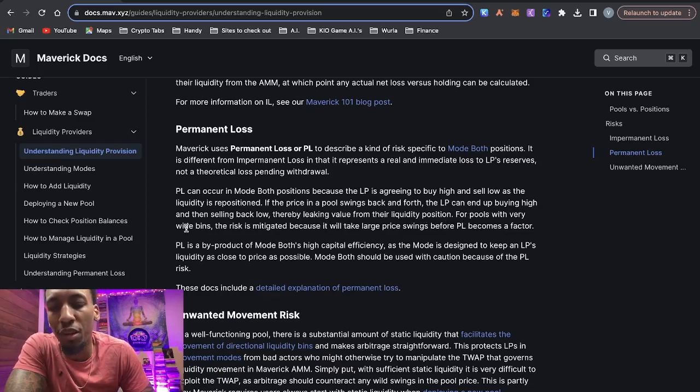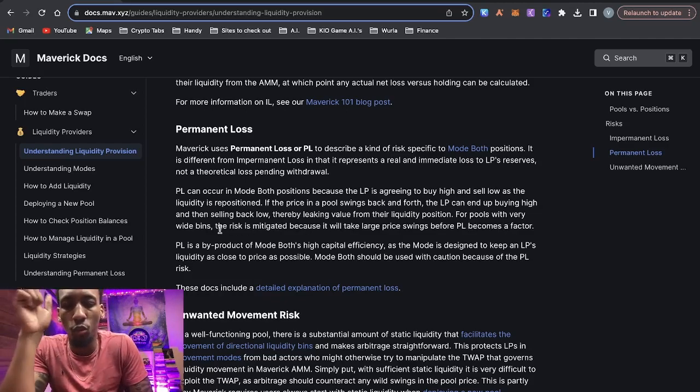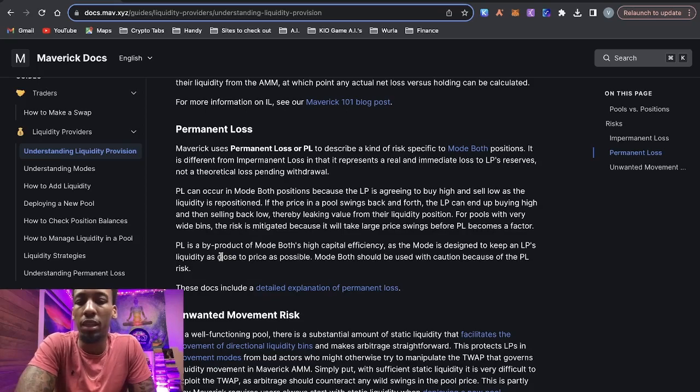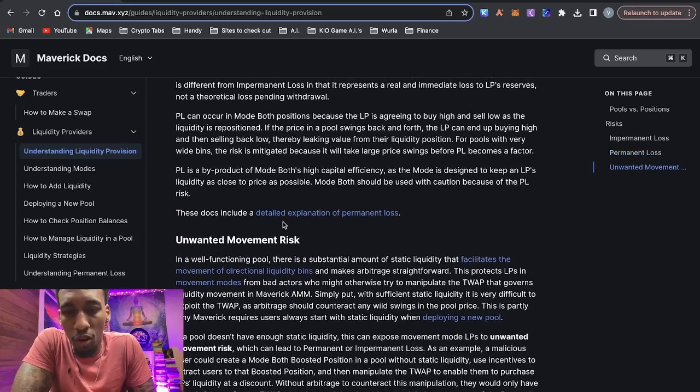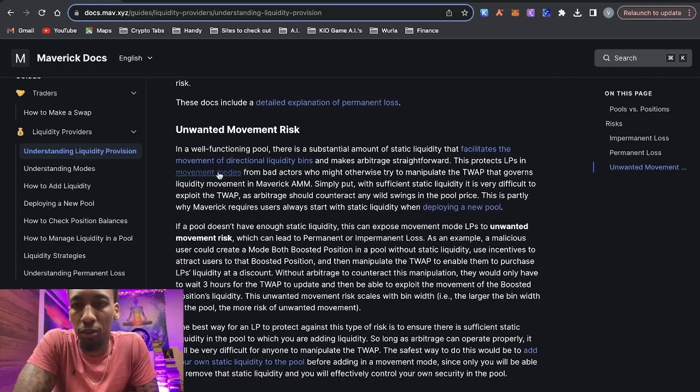For pools with very wide bins, the risk is mitigated because it will take larger price swings before PL becomes a factor. And you have to remember, the wider the bins, that also decreases your APR. So there's always a trade-off. You want to keep that in mind. And if you want to learn more about PL, you can click this document, and it explains it in great detail. I'm not going to get into that one here. If you want to learn more, obviously you can come on the website and read it yourself.